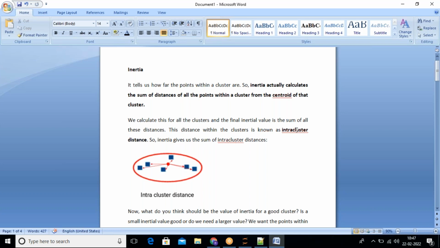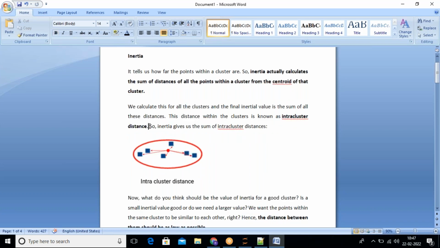The distances within the cluster are known as intra-cluster distances. So inertia gives us the sum of intra-cluster distances. Just have a look and tell me, is it clear?